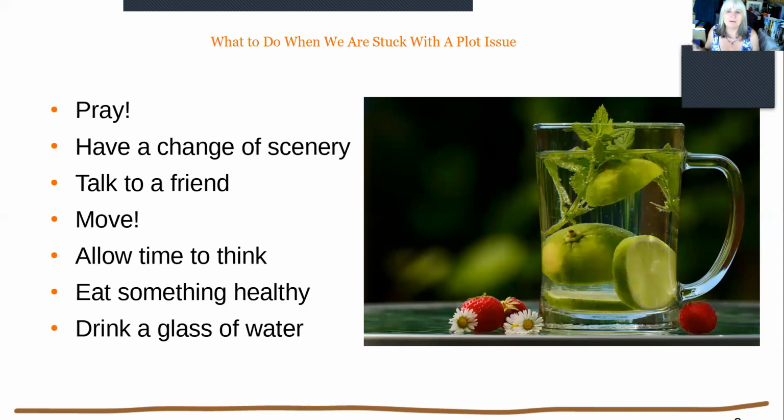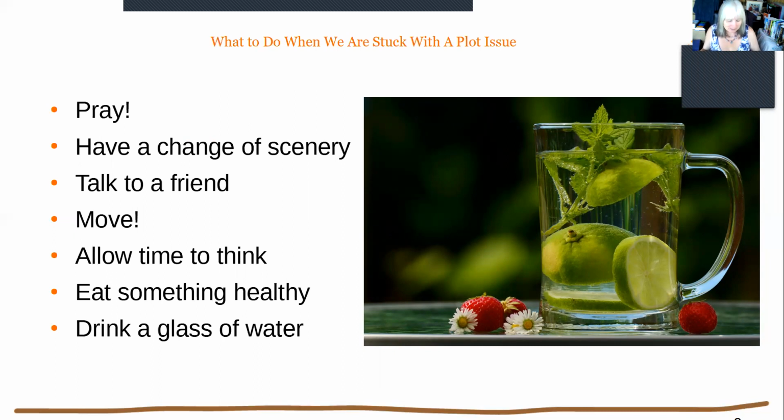So what about when we're stuck with a plot issue? Well, we may be in the middle of writing a novel. We've got the beginning, we know where we're going, we perhaps know what the end is, or perhaps we don't know what the end is. In fact, that's the problem. This can be so frustrating, especially if you've set aside time to write and there you are, not knowing what to put on there, or keep changing your mind, or writing a bit and then deleting it again.